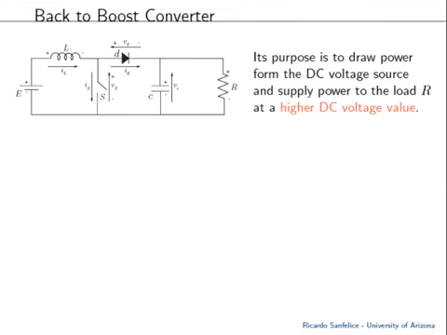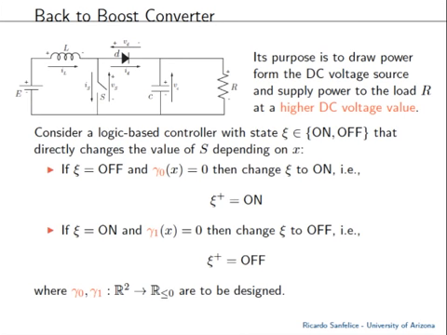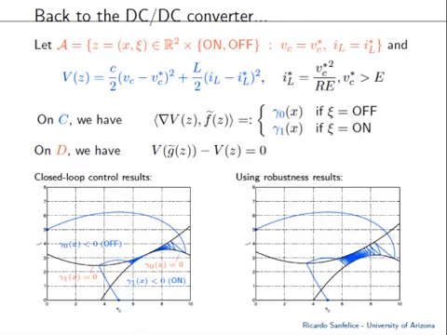4 minutes. Perfect. So we can now look at the Boost converter and then say, well, I'm going to have a logic variable that switches my static switch between on and off, and I'm going to use some functions, gamma 0 and gamma 1, to do that switch. And let me just say that we can construct those functions looking at a function V that essentially is a distance between the desired voltage and a distance between the desired current, weighted appropriately with the circuit constants.